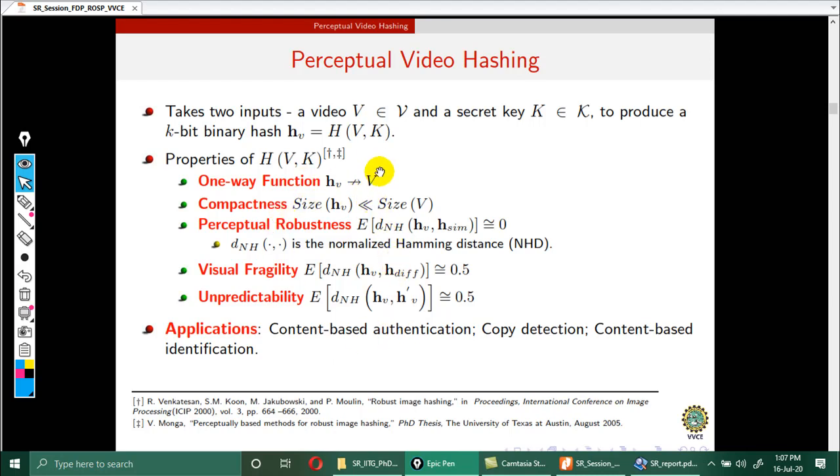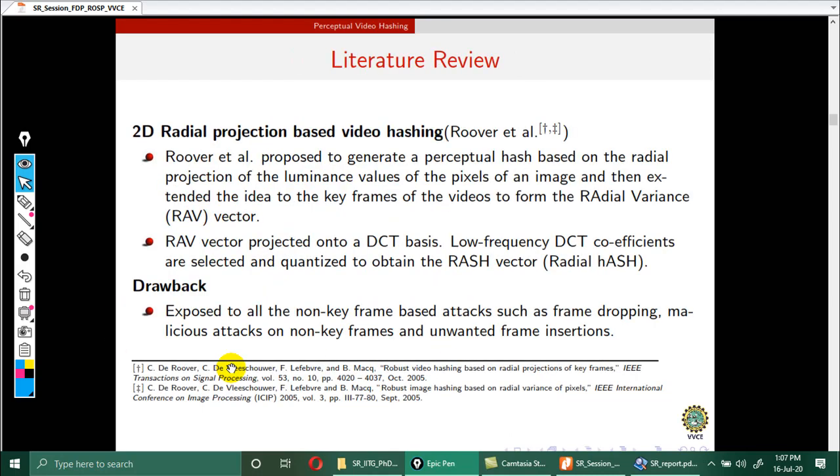perceptual hash. Since we are generating it from a video, it's called a perceptual video hash: a hash or a digital signature extracted from the video based on the perceptual contents. What are the possible applications of perceptual video hashing? Content-based authentication, copy detection, content-based identification. Next, let us review the existing methodologies in the literature.